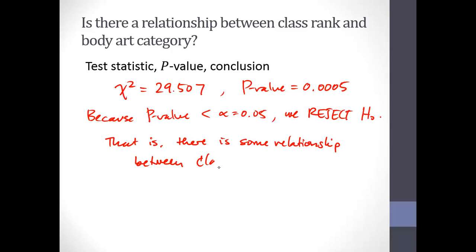There is some relationship between class rank and the body art category. So that's it. We're done. So it's a little faster now. Start using technology and picking out the right information and making our usual interpretation. Questions and comments on this thing?